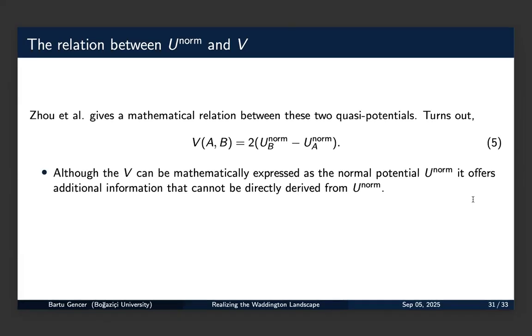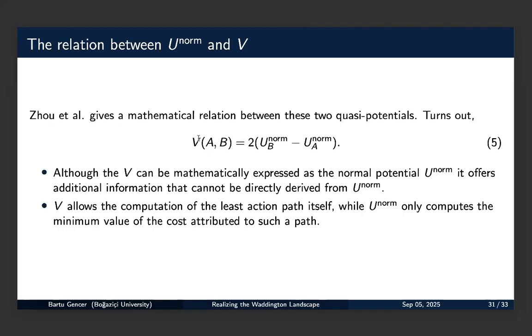But we should still be careful because even though they are mathematically related, the quasi-potential from large deviation theory actually provides more information than the u-norm, because with just the u-norm we cannot really calculate the transition probabilities. However, V allows us to do that.